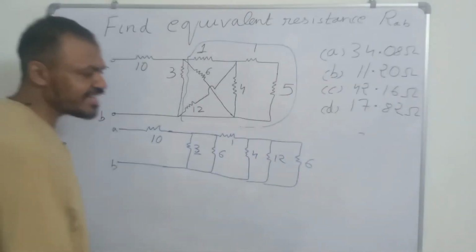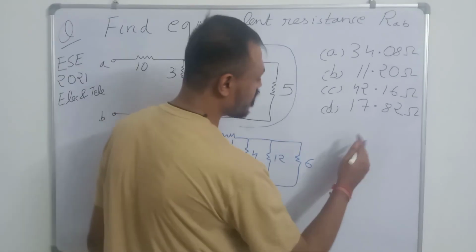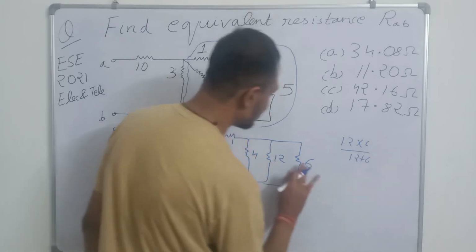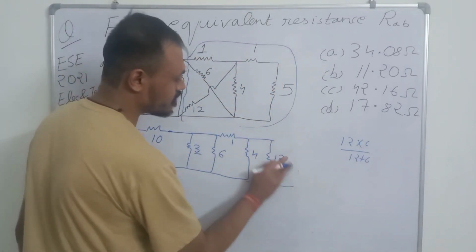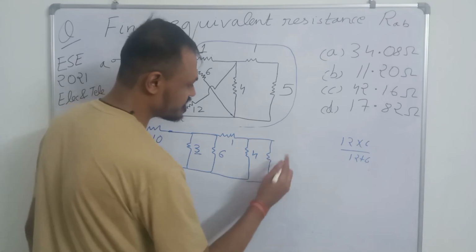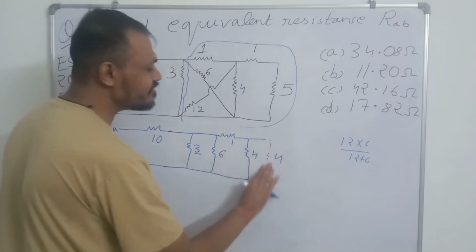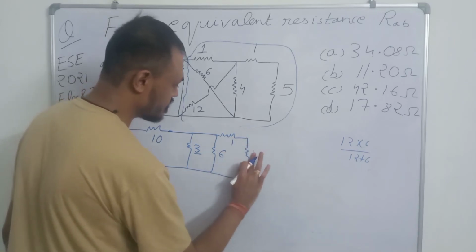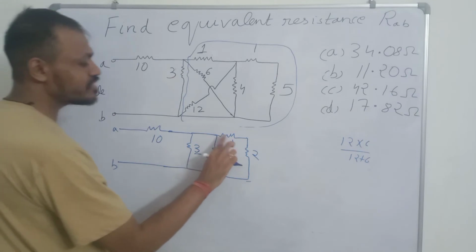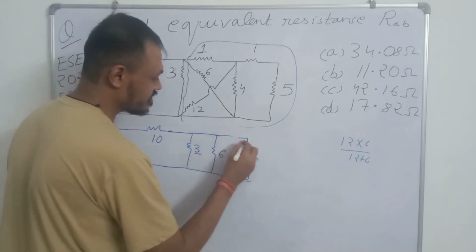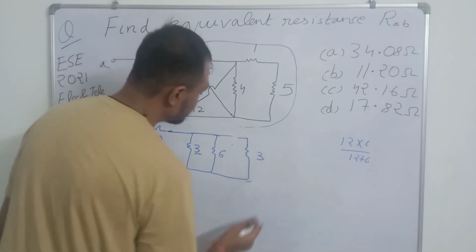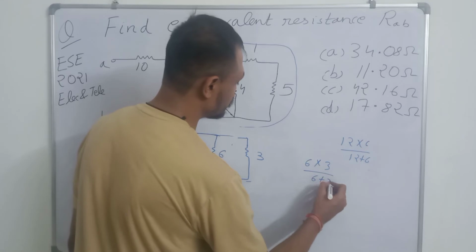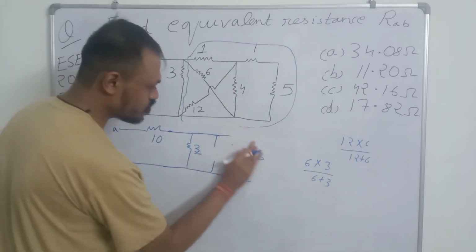So you can easily find their equivalent resistance. For example, the parallel of 12 and 6 is 12 into 6 upon 12 plus 6, which will be equal to 4. So you can replace it by a single resistance of 4. Then this 4 and 4 in parallel will give an equivalent of 2. Then this 2 is in series with 1, so you can replace it by a 3 ohm resistor. Then this 3 and 6 are in parallel, so 6 into 3 upon 6 plus 3, which is 2. So you can replace it by a single resistor of 2 ohm.